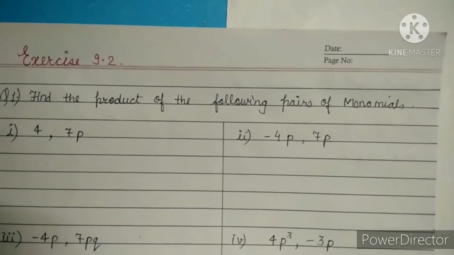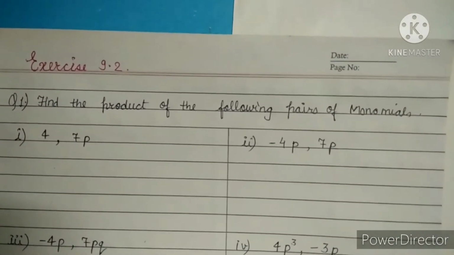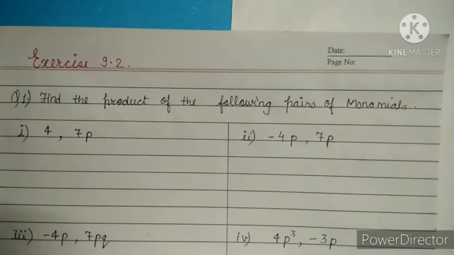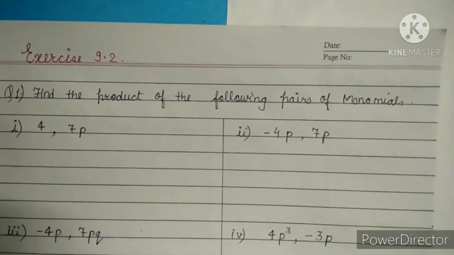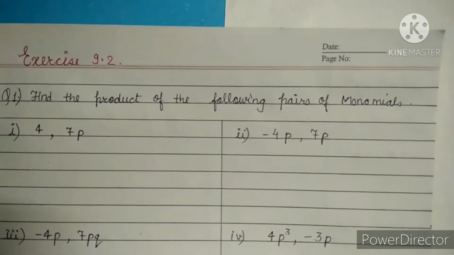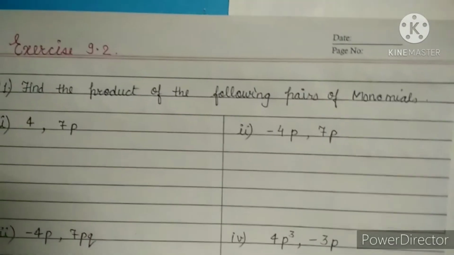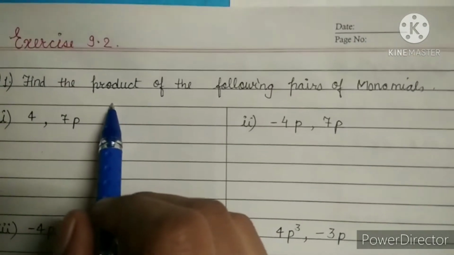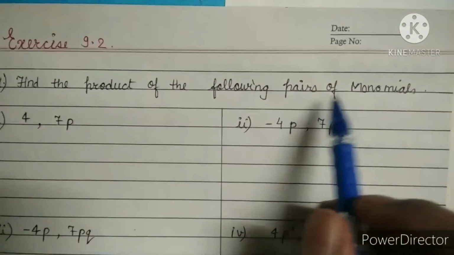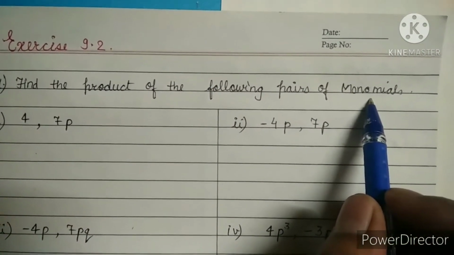In this video we will see exercise 9.2 of class 8th. This exercise is completely based on the product of monomials. Its first question is: find the product of the following pairs of monomials.